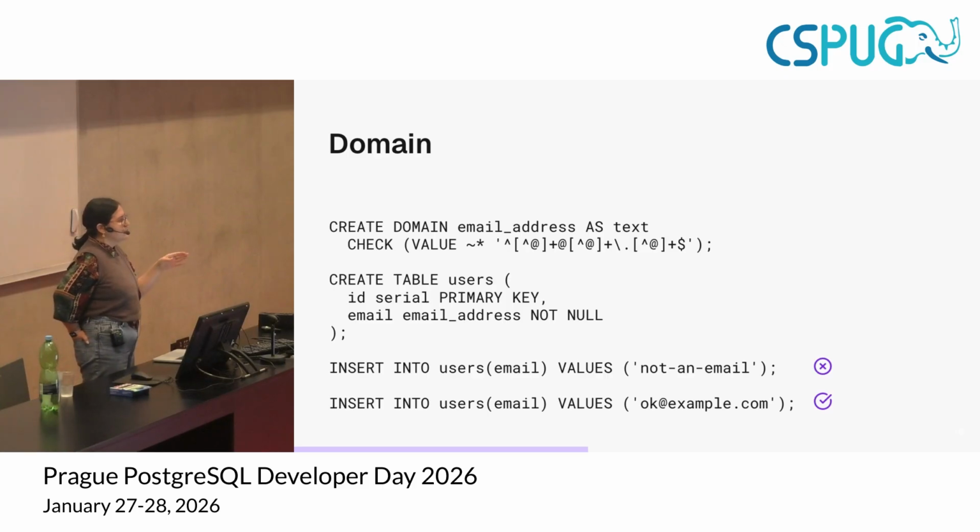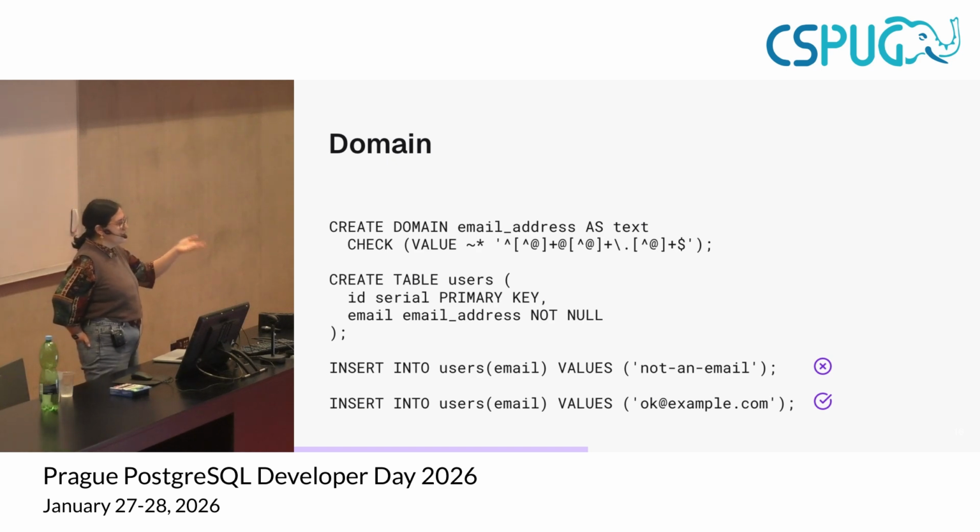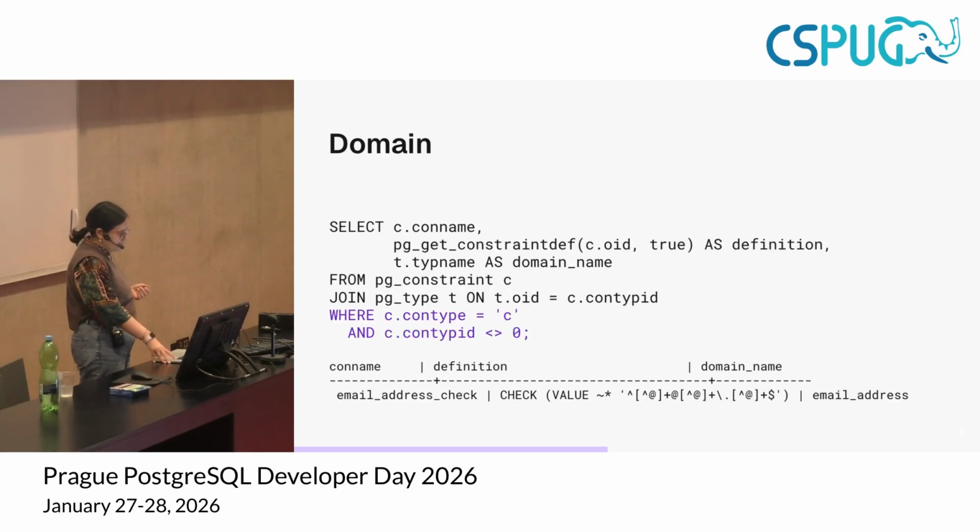So in the example, I'm creating a domain as an email address, and I have the check constraint attached, and it's checking if the email is valid or not. It will error out, or it will accept the email. So when you look at it, you wouldn't know that the email address has a constraint itself, so it's kind of hidden, but this is stored in the catalog. So I want to show how it looks.